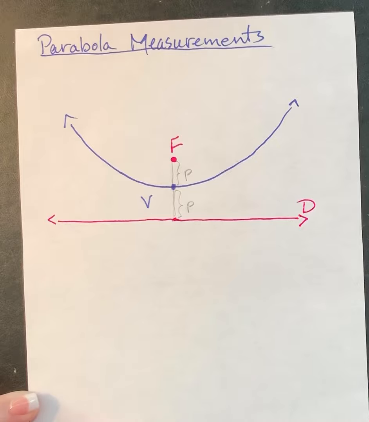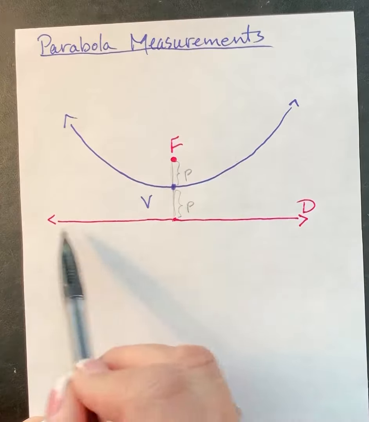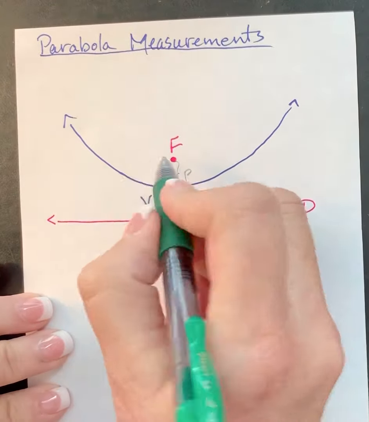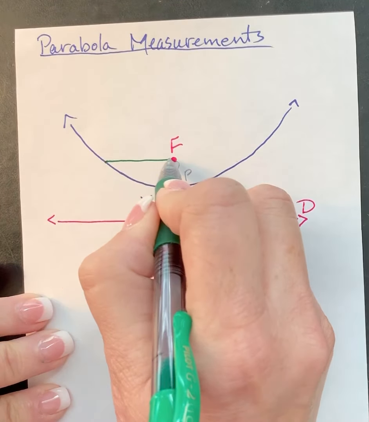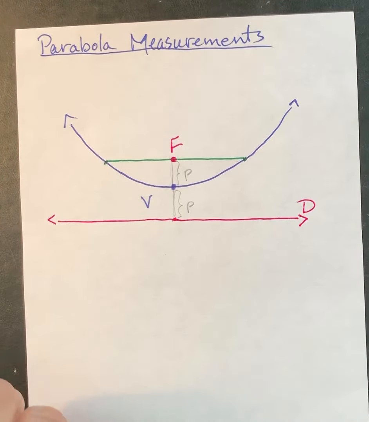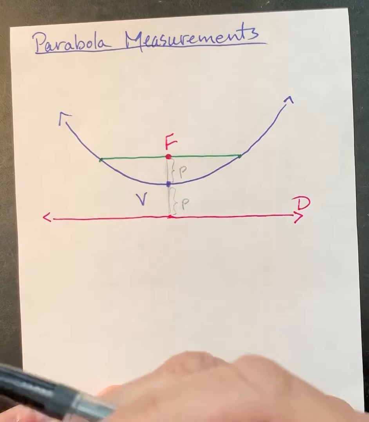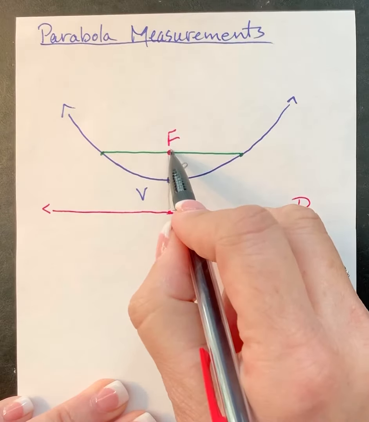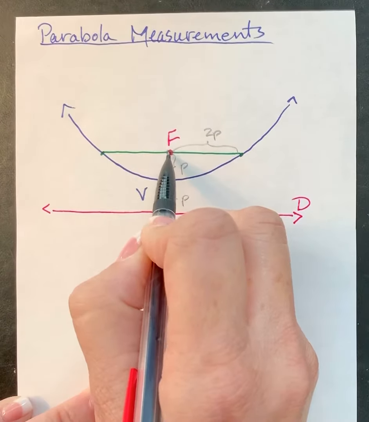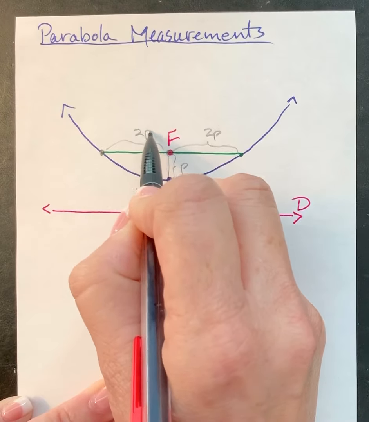And then also, if you form a line segment going through the focus and parallel to the directrix, if you form this line segment here, right? It's actually called the latus rectum. Not my favorite name for a line segment, but it has a nice length that can be measured using p. From the focus to here, that is 2p. If you go from the focus to the other side of the parabola, that is also a measurement of 2p.